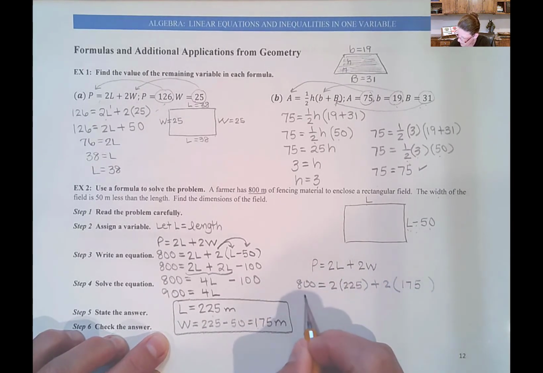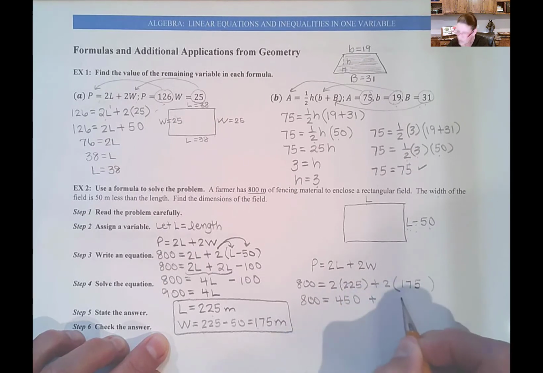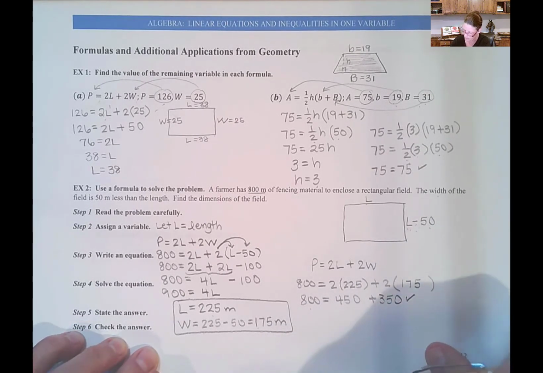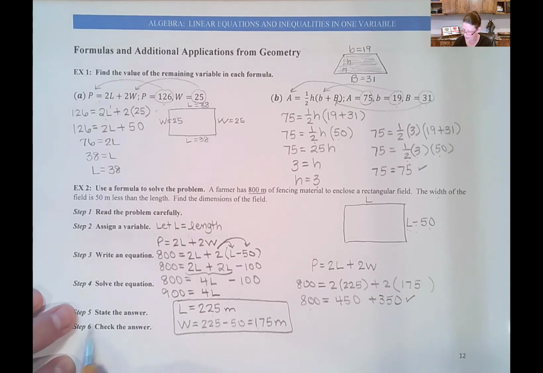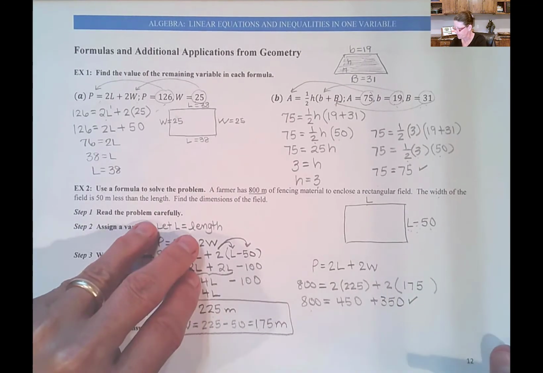And we're checking that. Well, 225 times 2, that's 450. And 2 times 175 is 350. Together those do indeed sum to 800. Okay, so making sure that we stated our answer: length is 225 meters and the width is 175 meters.